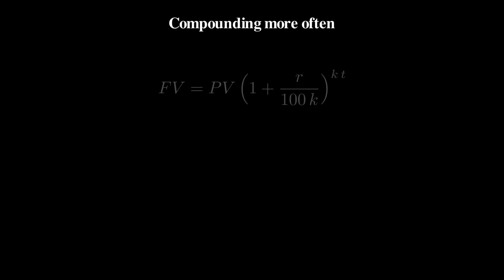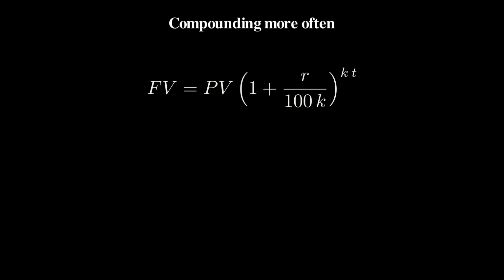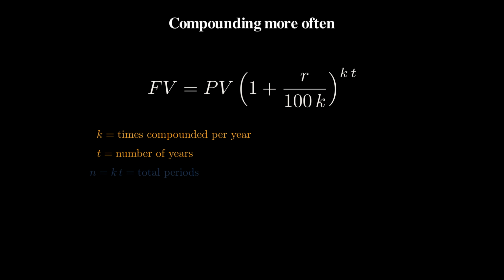Banks often pay interest more than once a year, monthly, quarterly, daily. Two things change. If the yearly rate is R% split over K periods, each period earns R over K. So we divide the rate by K. And in T years, there are K times T periods. So the power becomes K times T. That gives the general formula. Future value equals present value times 1 plus r over 100k, all to the power kt.